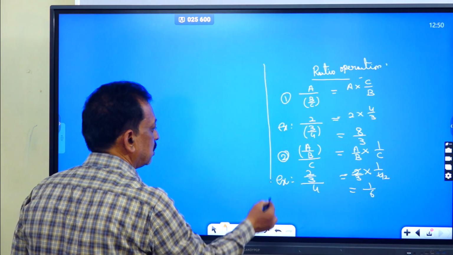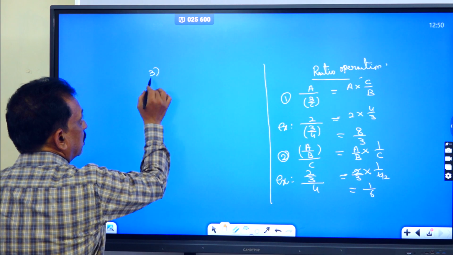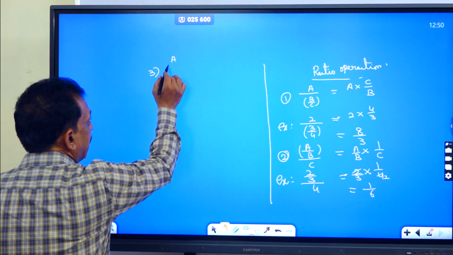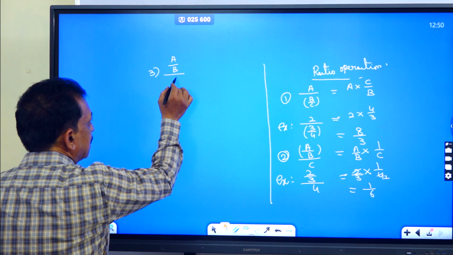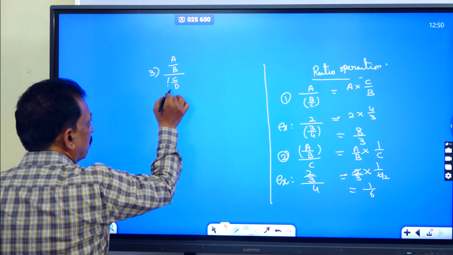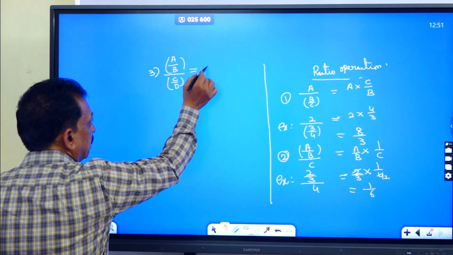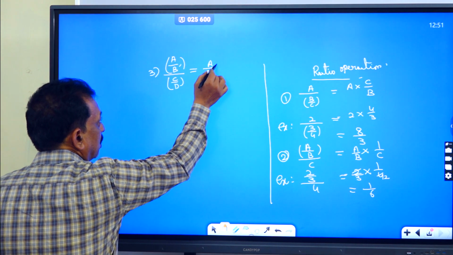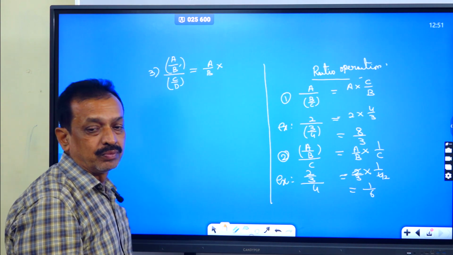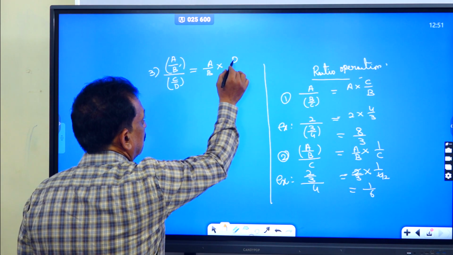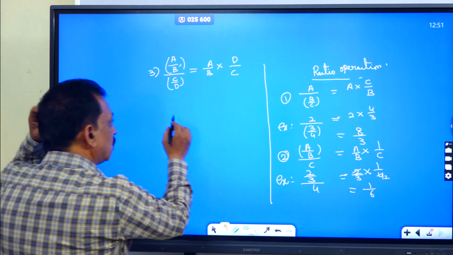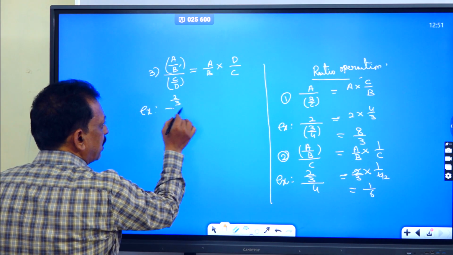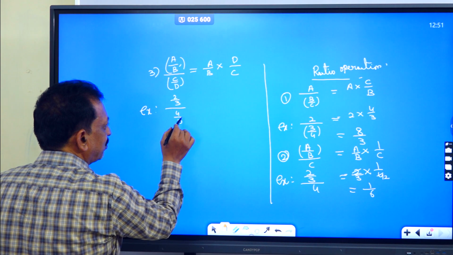Now, next, third one, both numerator and denominator are ratios. That is A by B divided by C by D. They won't give any brackets, we are writing brackets only. The numerator A by B is there, A by B into D by C. So example, 2 by 3 divided by 4 by 5.